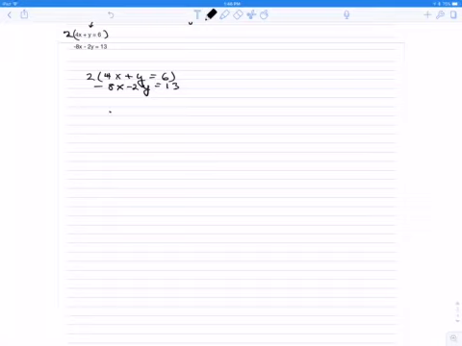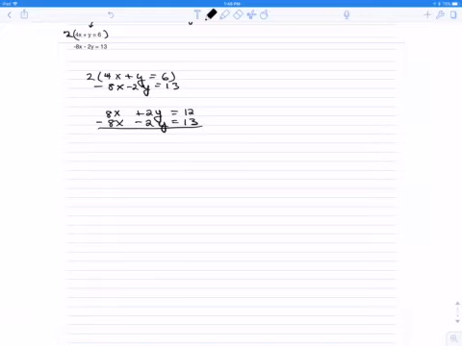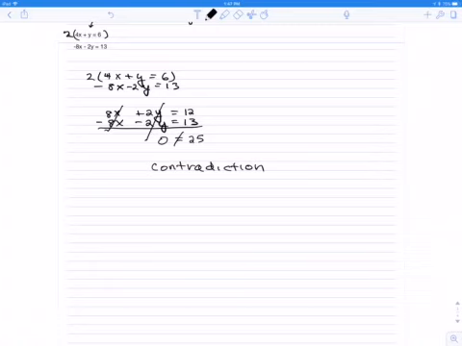So what I have is 8x plus 2y equals 12. Adding that to negative 8x minus 2y equals 13. Well, when I add these equations, the y's drop out as planned, but so do the x's. So I end up with 0 equals 25. Well, 0 can't equal 25. So what we get is called a contradiction. There's no solution to this system of equations.